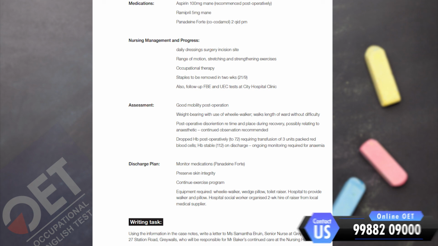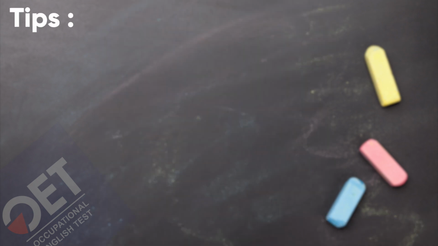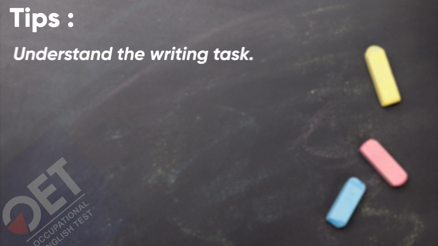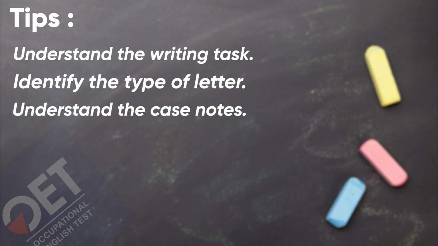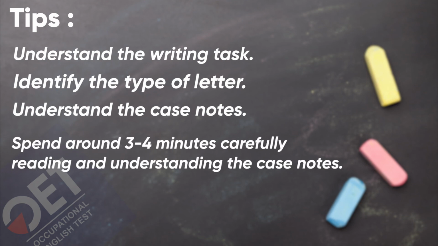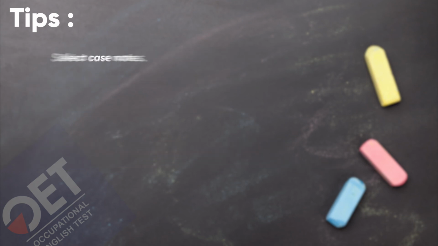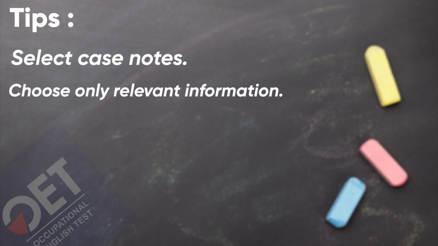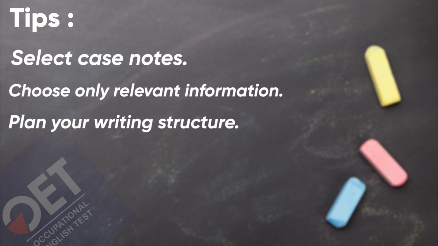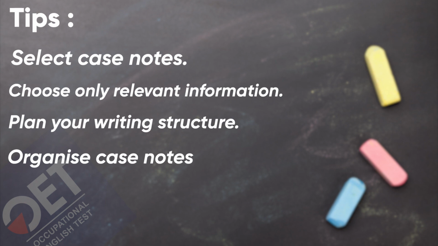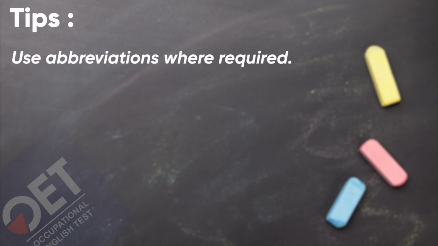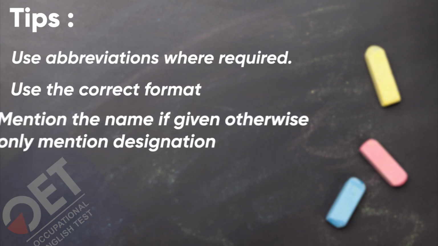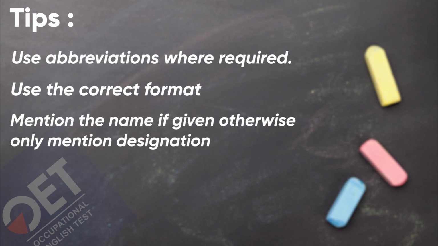So here I would like to conclude by giving you the tips, that is I would like to summarize it. Understand the writing task, identify the type of letter, understand the case notes. Spend around 3 to 4 minutes carefully reading and understanding the case notes. Select the case notes, choose only relevant information, plan your writing structure, organize case notes, transform the case notes into a letter of between 180 to 200 words, use abbreviations where required, use the correct format, mention the name if given, otherwise only mention the designation.